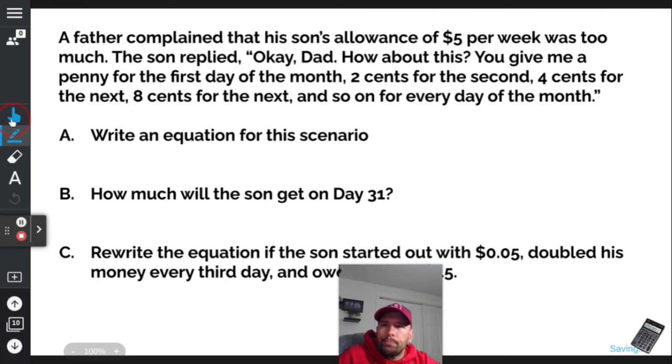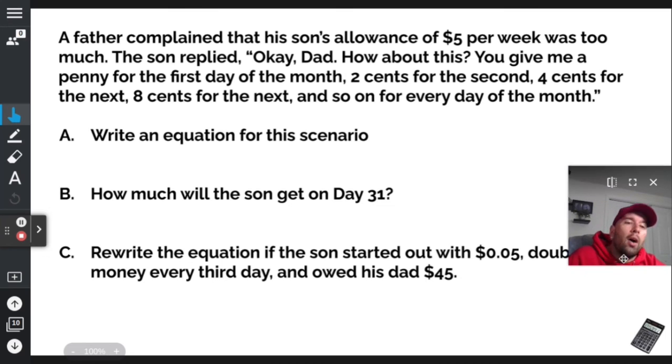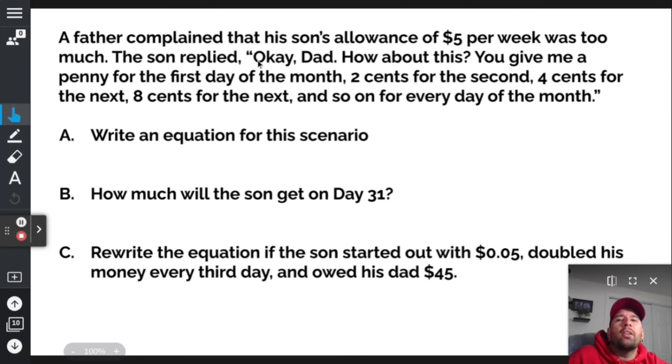All right. A father complained. Oh, those dads always be complaining. A father complained that his son's allowance of $5 per week was too much. His son replied, "Okay, Dad, how about this? You give me a penny for the first day of the month, 2 cents for the second, 4 cents for the next, 8 cents for the next, and so on and so forth until you're done." And the dad's like, "Oh, I can do this. I like this. This is fun." Okay, you asked for it, Dad. You asked for it. Write an equation for this scenario.